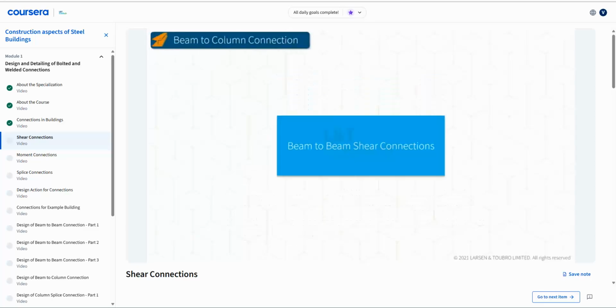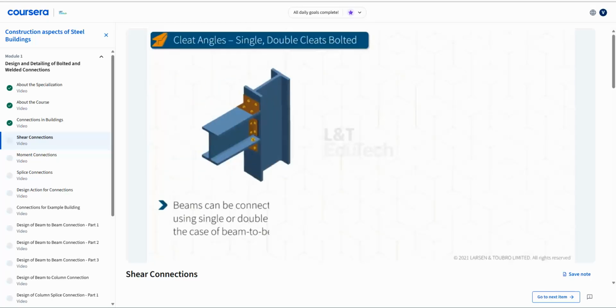We have seen some of the most commonly used beam-to-beam shear connections so far. Let us look into the beam-to-column shear connections next. Beams can be connected to columns using single or double angle cleats, as in the case of beam-to-beam connections.